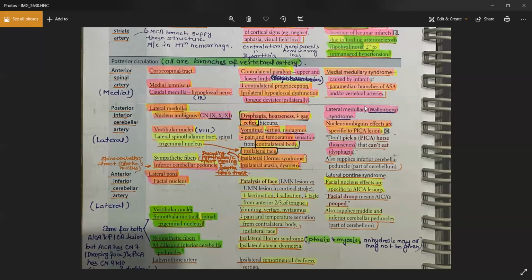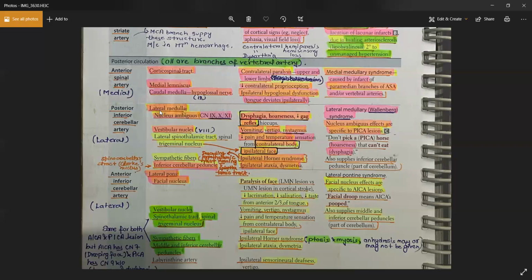Then you have the lateral medullary syndrome, and that happens because of damage in the posterior inferior cerebellar artery, the PICA. More lateral structures will die because of that. In the lateral, you have the nucleus ambiguus. Remember, in the medulla you have the nucleus ambiguus, the dorsal vagal nucleus, and one more nucleus: the nucleus tractus solitarius. What is the function of the nucleus tractus solitarius? Taste sensation and visceral sensations.